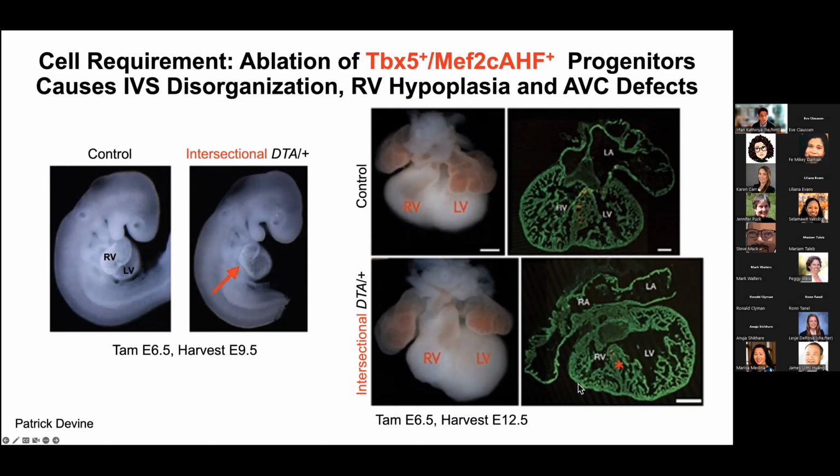So this really tells us that this lineage that contributes to the interventricular septum not only is important for the formation or development of the interventricular septum, but there's also some signaling that's happening that is interacting with chamber formation. Which is a bit of a surprise, that it's also affecting chamber development.